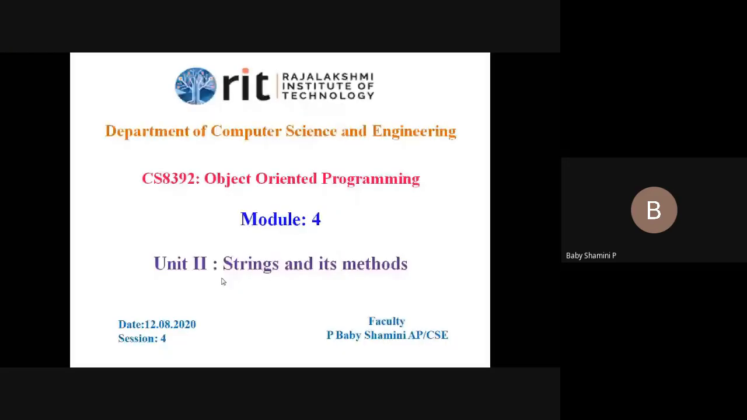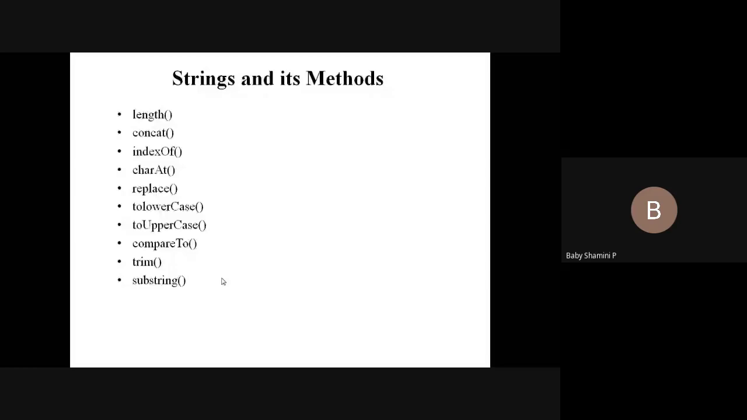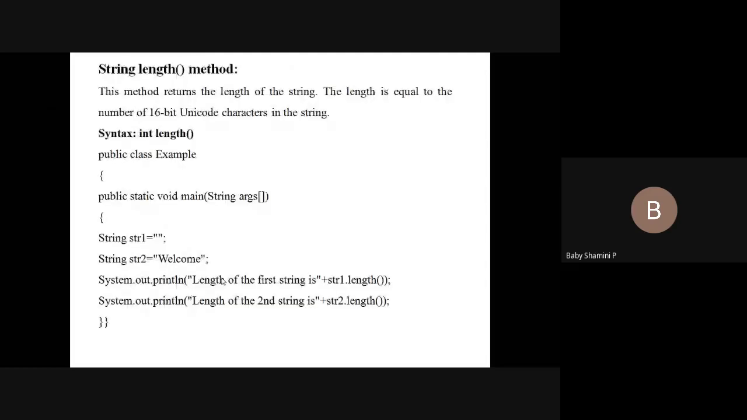So next one is the length function. So how to perform length? Through the length method. First we need to create strings: string str1 equal to an empty string, and string str2 equal to welcome. So how to find the length of the string? Through this object only we can access the method. The objects are str1 and str2.